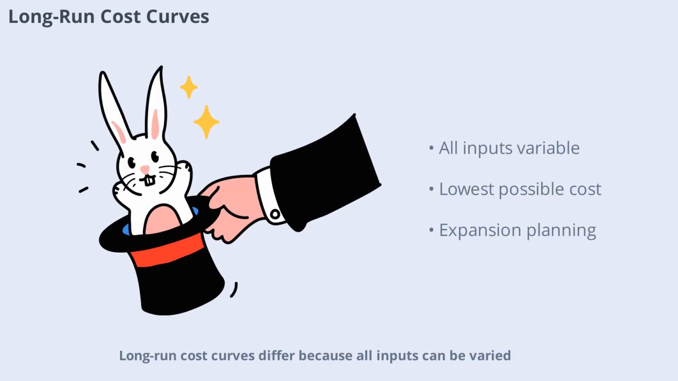Long-run cost curves differ because all inputs can be varied. The long-run average cost curve is also typically U-shaped, but it reflects the lowest possible average cost for each output level when the firm can adjust all factors. This curve helps businesses plan for expansion and choose the optimal scale of operation.